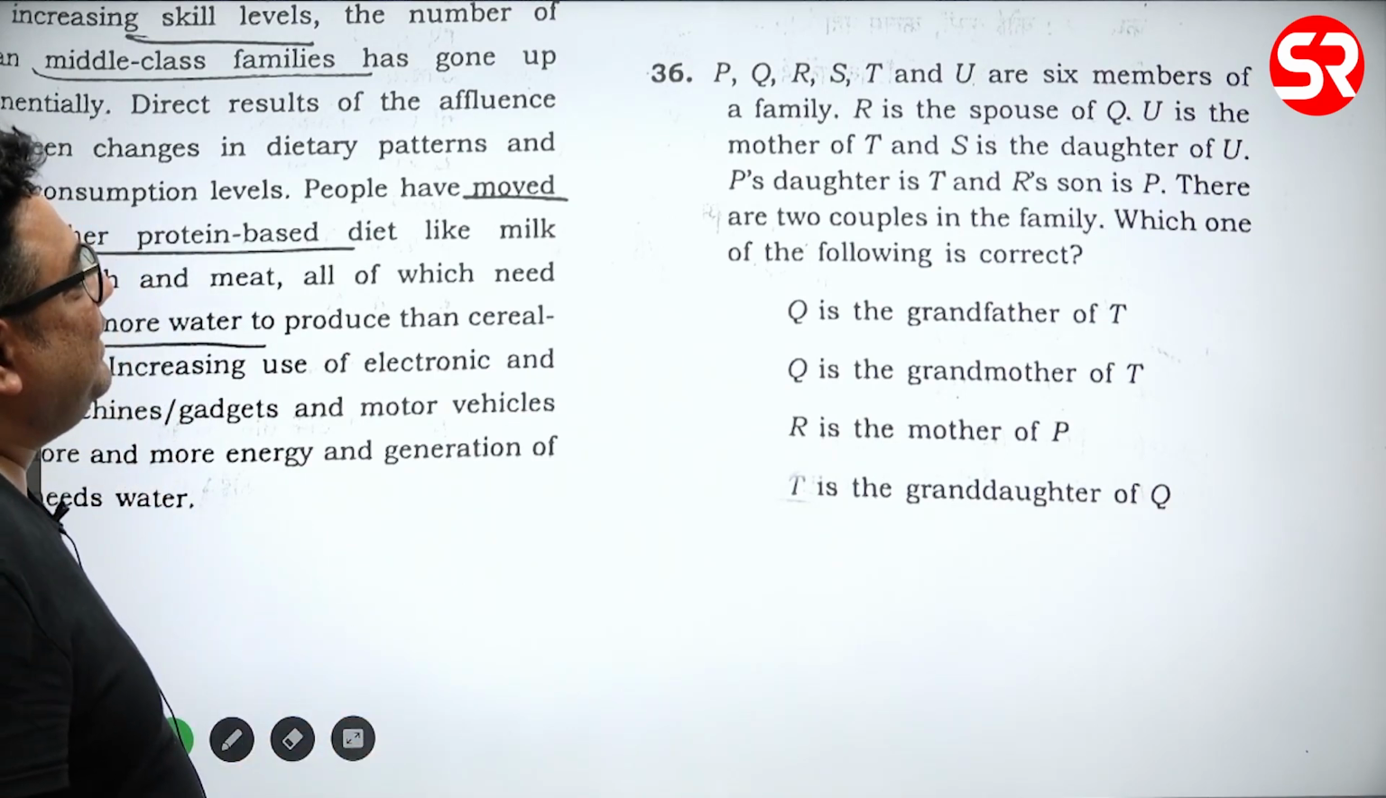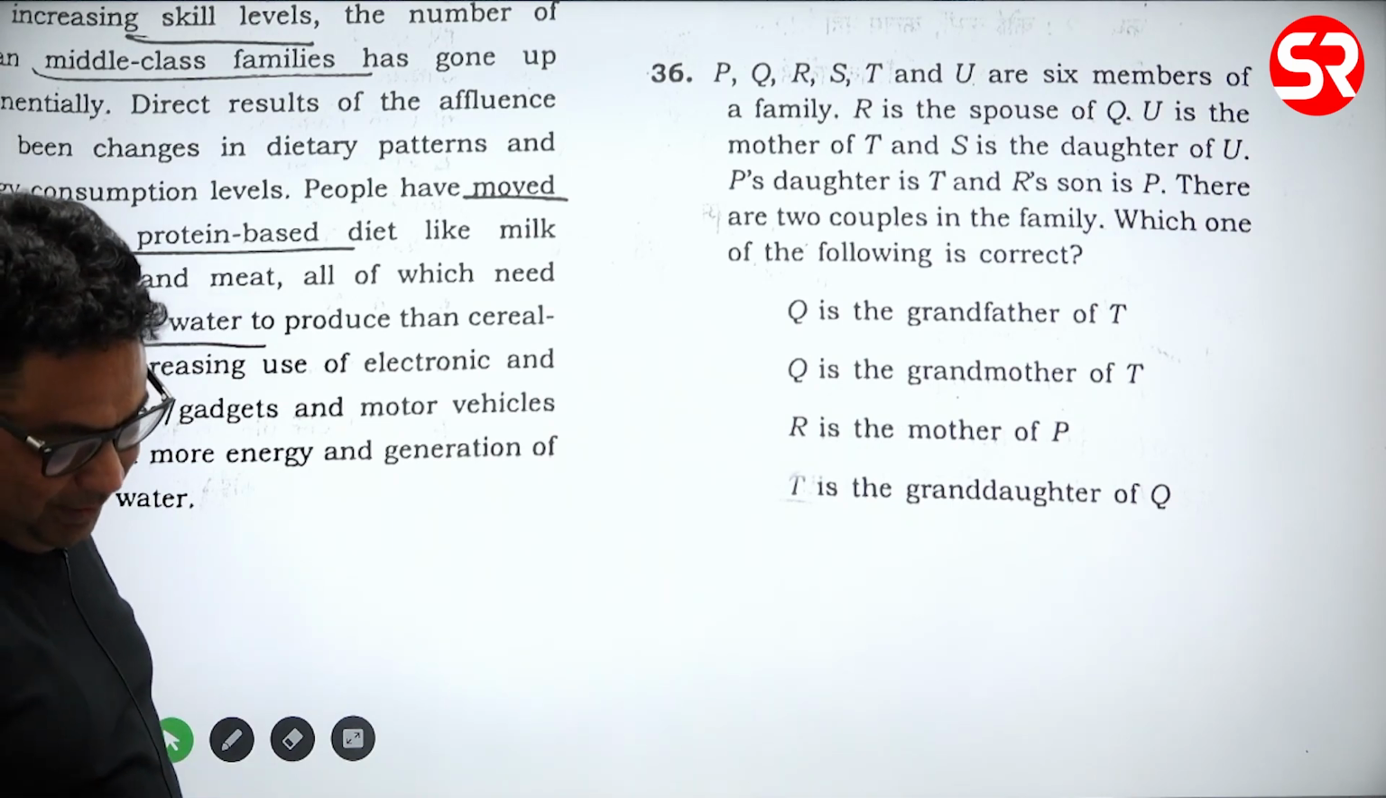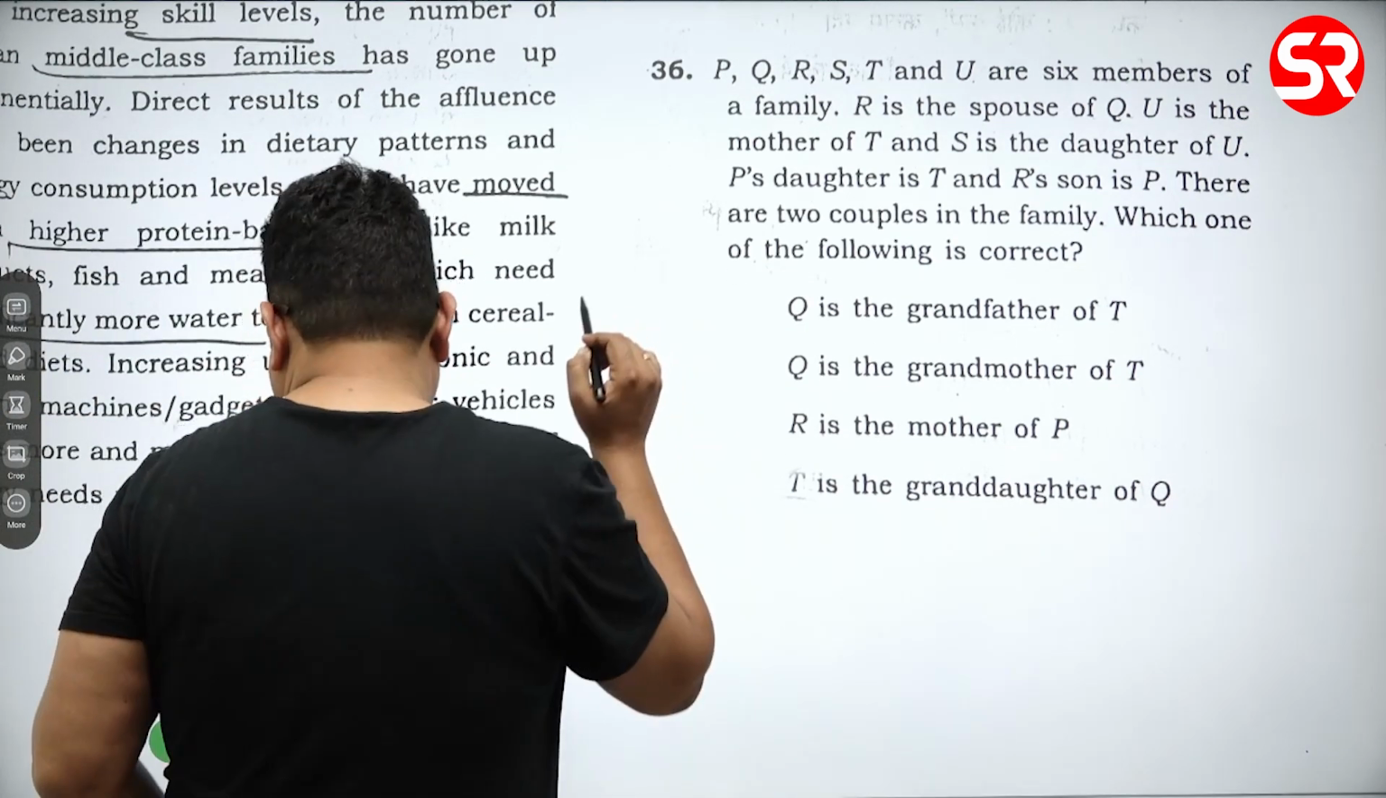So let's see. He says P, Q, R, S, T, U are 6 members of a family. R is spouse to Q, right? R is spouse to Q. So Q, wait a minute.